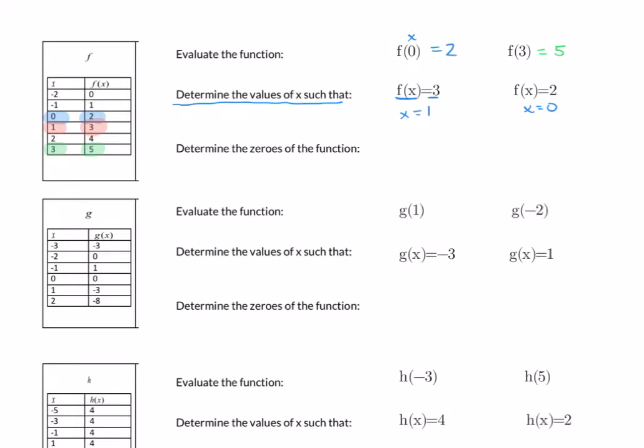All right, the last thing that we're going to look at in our tables is something called determine the zeros. Just to let you know, whenever you see this, we want to know when the function is equal to 0. So we're going to look for where f of x equals 0. If we look at that, where are we going to look? We're looking in our f of x column. We get f of x is equal to 0 when x equals -2.